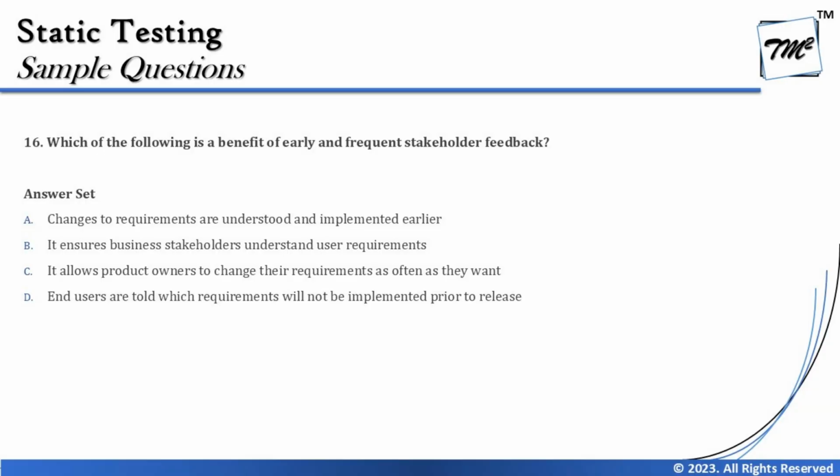That's good to see. C says it allows product owners to change the requirement as often as they want. Again, remember one thing, the PO is not the one who is defining this change every single time. And early and frequent feedback is not for encouraging changes in the requirement. It's just that maybe they got some ideas, right? But early and frequent feedback is mainly to get their acknowledgements and understand the requirement, not to encourage them to have the change request being initiated every single time. Okay, so that's not the objective of early and frequent feedback.